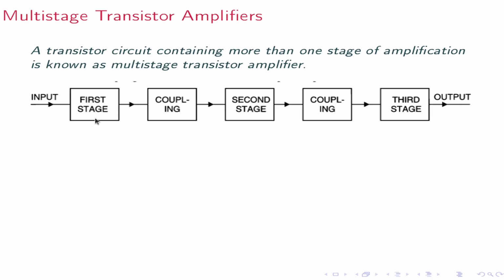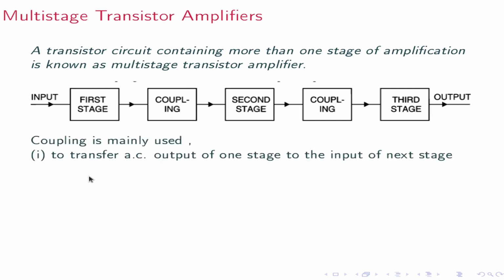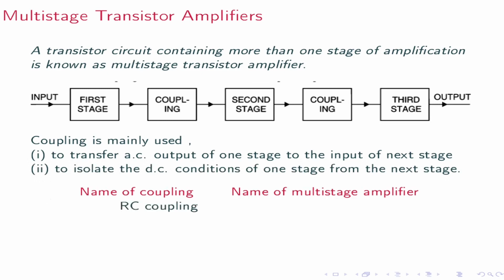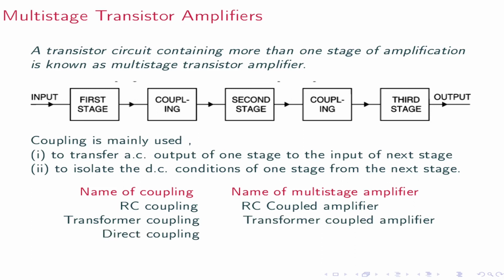In a multistage amplifier, there are different stages. The different stages are coupled by some coupling. A coupling is mainly used to transfer the AC output of one stage to the input of the next stage, and to isolate the DC condition of one stage from the next stage. There are 3 different amplifiers. When we use RC coupling, it is called an RC coupled amplifier. When you use transformer coupling, it is a transformer coupled amplifier. If it is direct coupling, it is called a direct coupled amplifier.